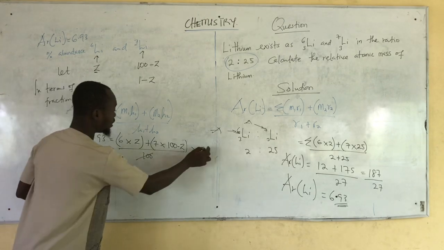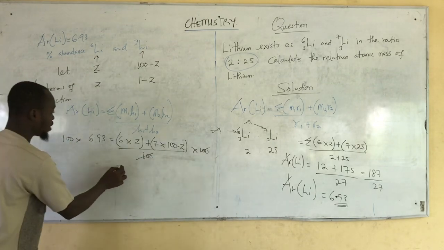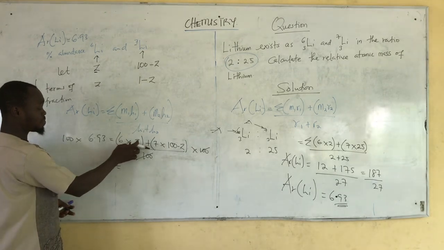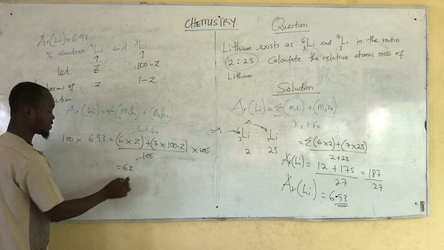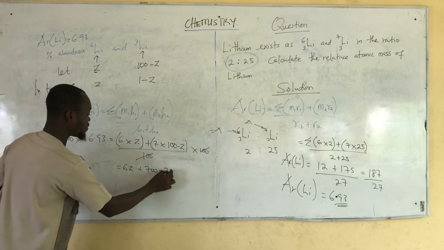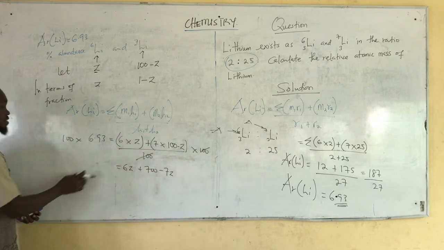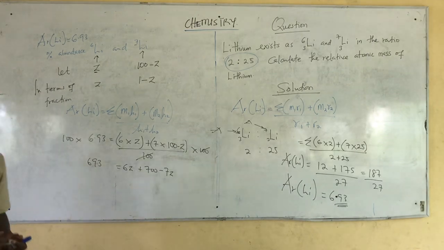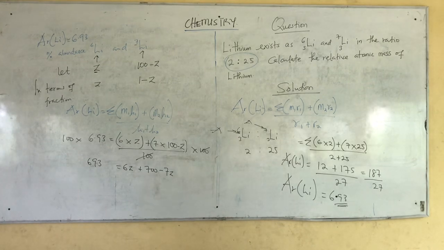So this one is going to eliminate this. The rest, we just expand whatever we need to expand. So 6 times Z becomes what? 6Z plus 700 minus 7Z. And this is equal to 693. So we can validate that on our calculator. 6.93 times 100. And that is 693.